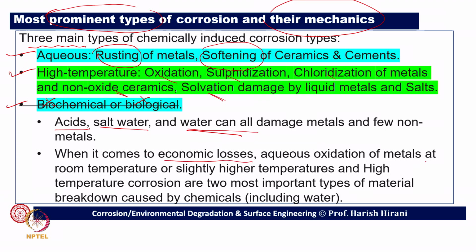We say the aqueous oxidation of metal at room temperature or slightly higher temperature, and then we use the word high temperature corrosion. They are the two important types of material breakdown caused by chemicals, including, in this case, water. Here I am using water also as a chemical, I am not keeping it away from being a chemical. So, it also acts as a chemical, and then this causes a huge economic loss.